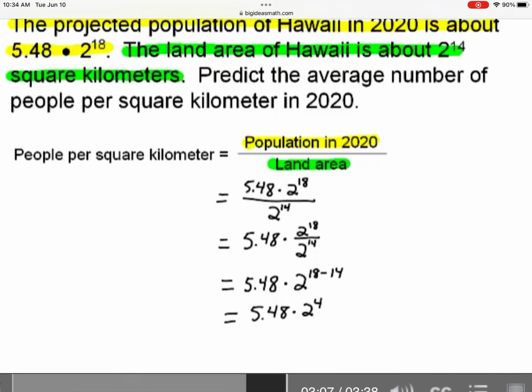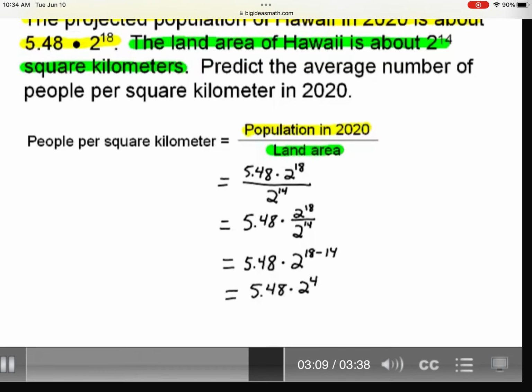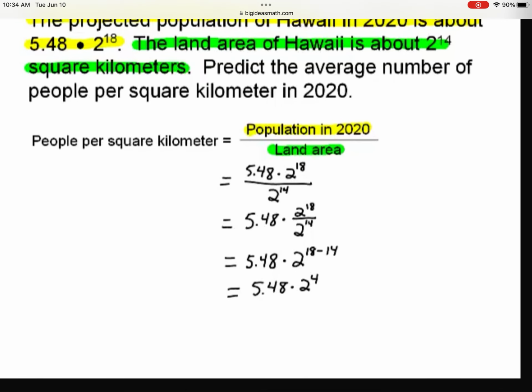2 to the 4th is equal to 16, and the product of 5 48/100 and 16 is 87 68/100. The problem asked us to predict the average number of people per square kilometer in 2020. So in 2020, there will be about 88 people per square kilometer in Hawaii.